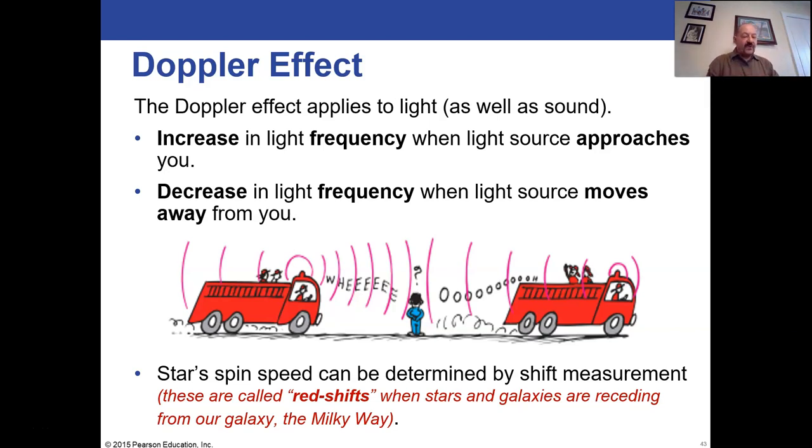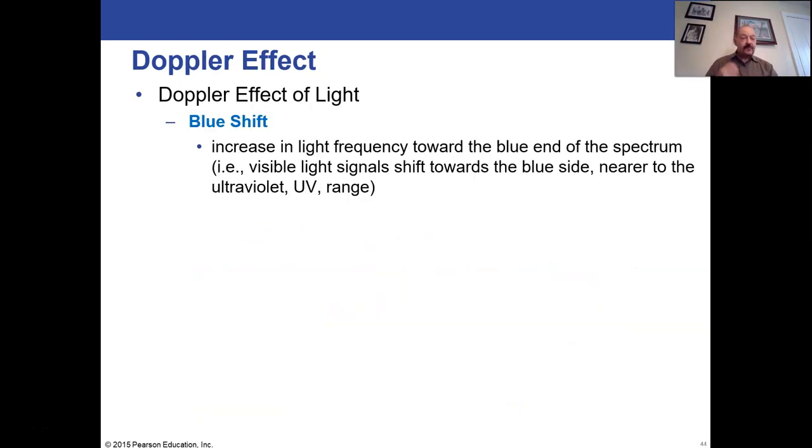A more useful, easier use of this is to look at whole stars or whole galaxies and look at how much the light is changed from what should be coming from it. Instead, you see different wavelengths and different frequencies coming at you because they're moving very fast towards you or very fast away from you. So we refer to this as the blue shift and the red shift when we're talking about light.